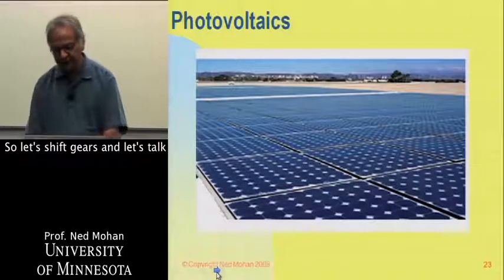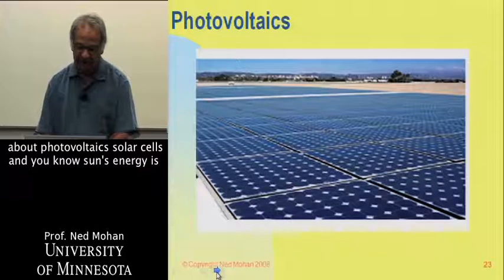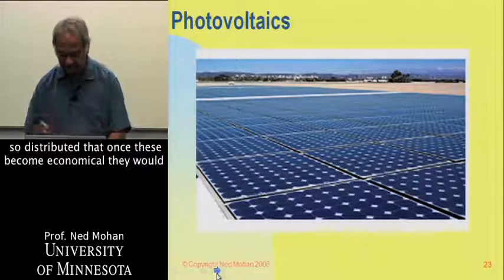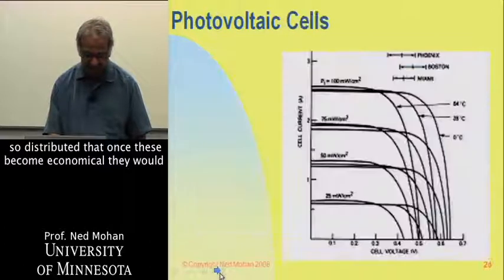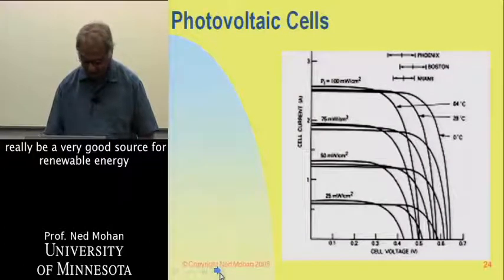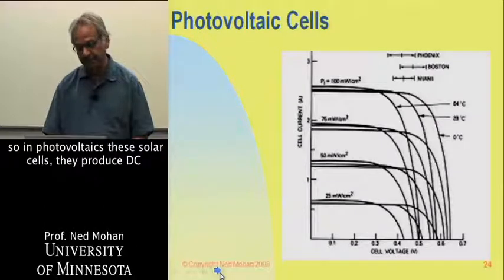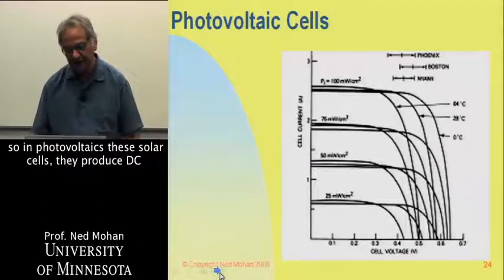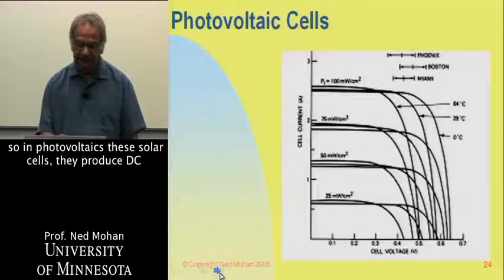So let's shift gears and talk about photovoltaics, solar cells. The sun's energy is so distributed that once these become economical, they would be a very good source of renewable energy. So in photovoltaics, these solar cells produce DC.